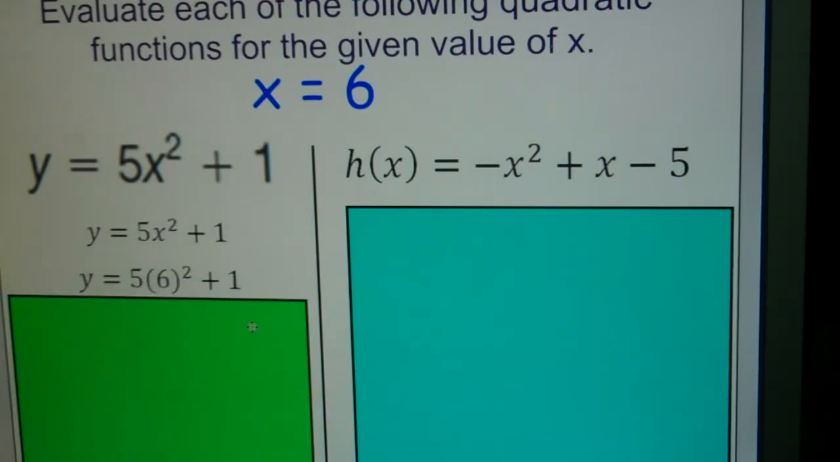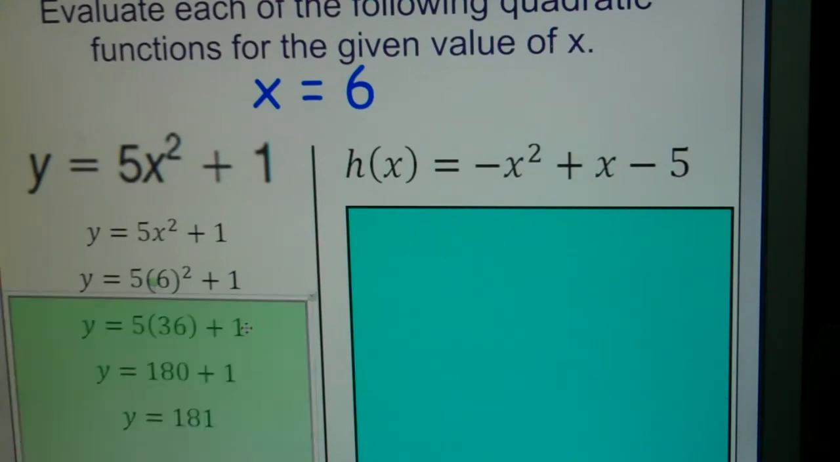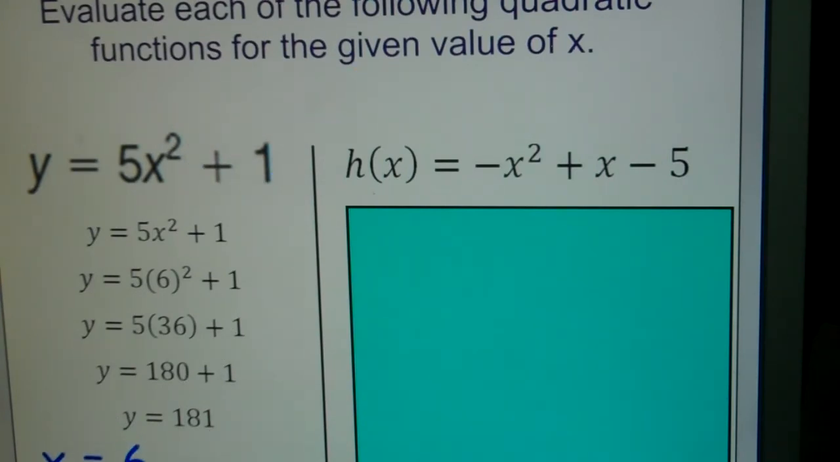Okay. This one I did put y, that's good. Here we go. 6 squared, 36. 36 times 5, hopefully that's 180. Plus 1, 181. The ordered pair, 6, comma, 180.